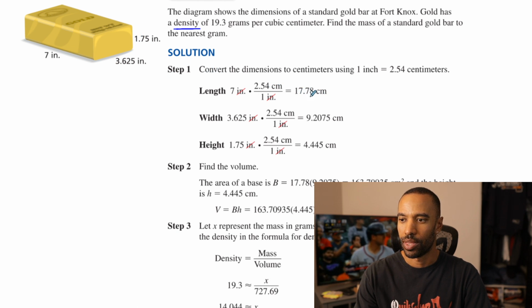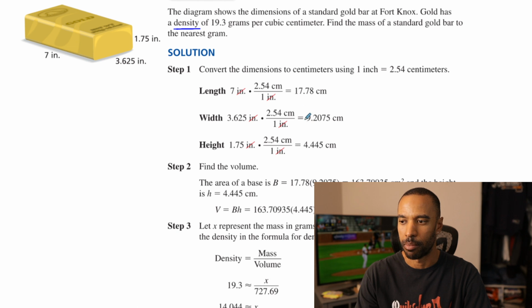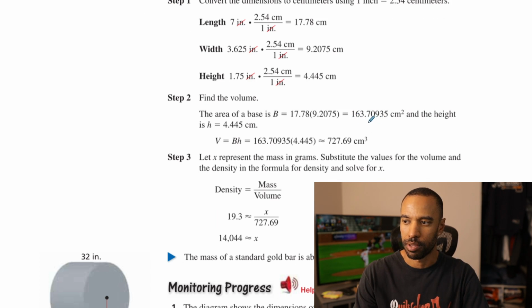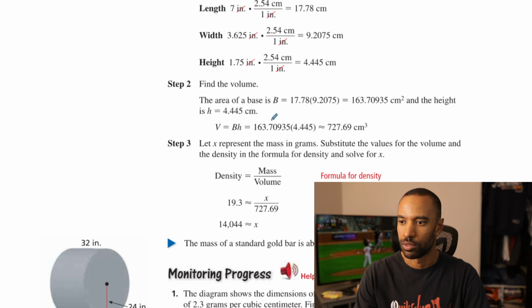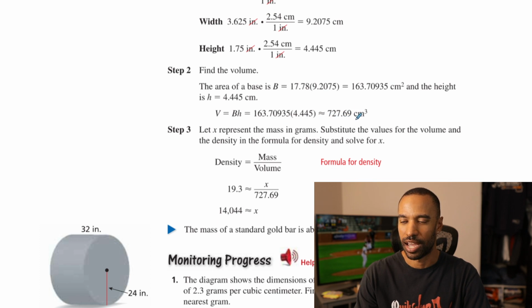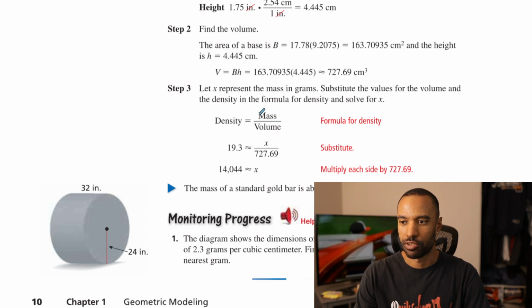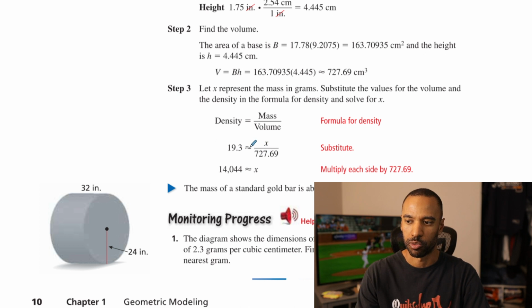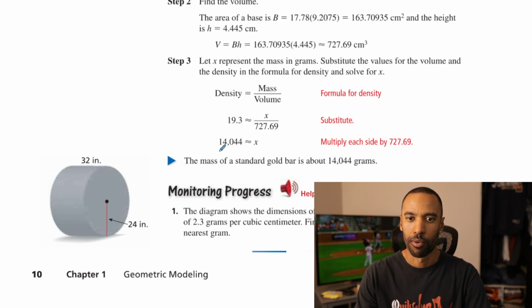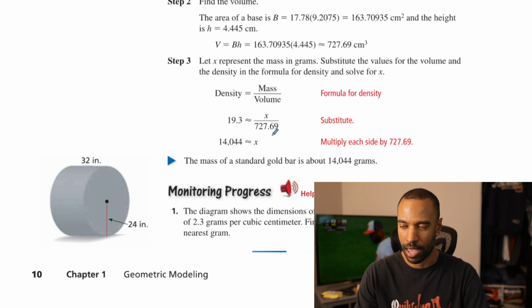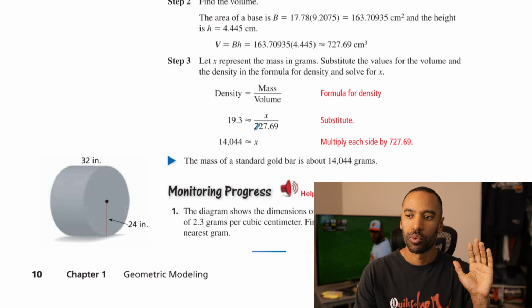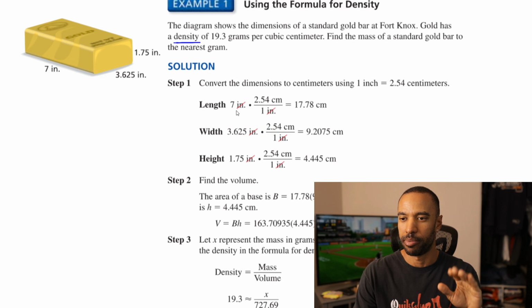Sounds good. So they convert these, and I guess that's exact. And they get this many centimeters for each. So they can multiply length, width, and height to get the volume of 1 gold bar, which is 727.69 cubic centimeters. Looks like that's approximated. So finding out the mass of 1 gold bar, knowing the density rate right here, density equals mass over volume, they're going to multiply both sides by the volume. And they get 14,044 grams approximately there.